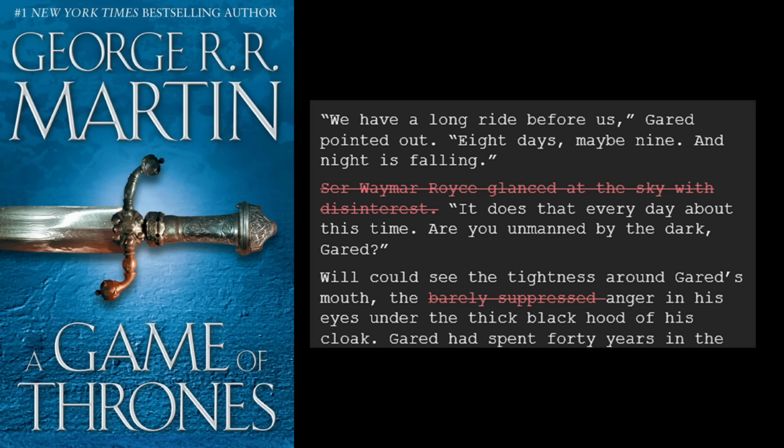Martin writes that Waymar Royce was disinterested, but the dialogue already shows this. We don't need to be told that. Similarly, barely suppressed anger is redundant when we already see the tightness around Garrett's mouth and the anger in his eyes. Both redundant and telling us instead of showing us when he's already written another sentence that does it the correct way. So he's being a little redundant here.